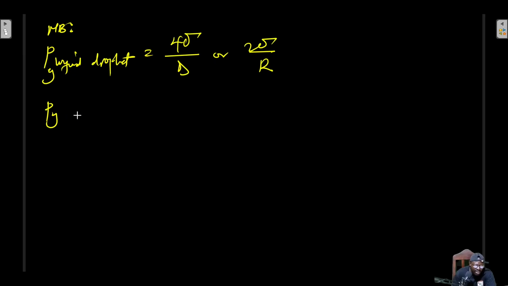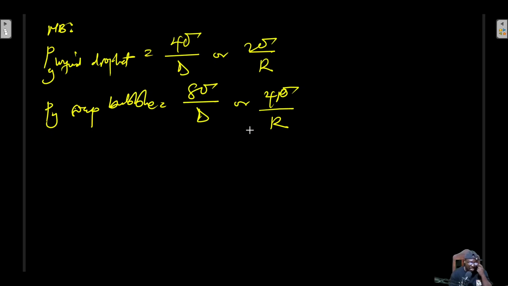So now note, you remember I told you that for liquid droplets, the gauge pressure is what? 4 times the surface tension divided by D, or 2 times the surface tension divided by R. Then we now know that for a soap bubble, the gauge pressure is 8 sigma on D, or 4 times sigma over R. Then I can say that for the same surface tension and the same magnitude of diameter or radius, I can say one thing.